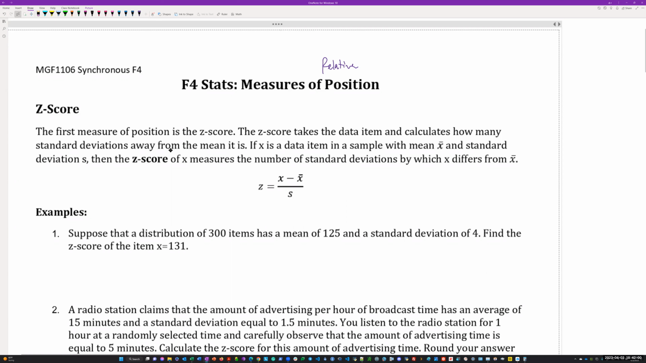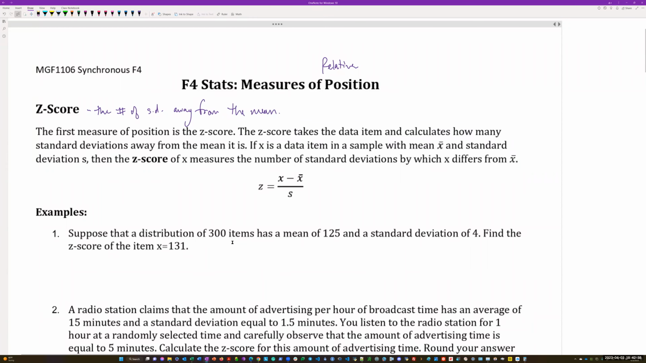So it says the first measure of relative distance is called the z-score. Z-score takes the data item and calculates how many standard deviations away from the mean it is. If X is a data item with a sample mean of X bar and standard deviation S, the z-score of X measures the number of standard deviations by which X differs from X bar. The simplest thing that I always remember is that it means the number of standard deviations away from the mean. Does that make sense?